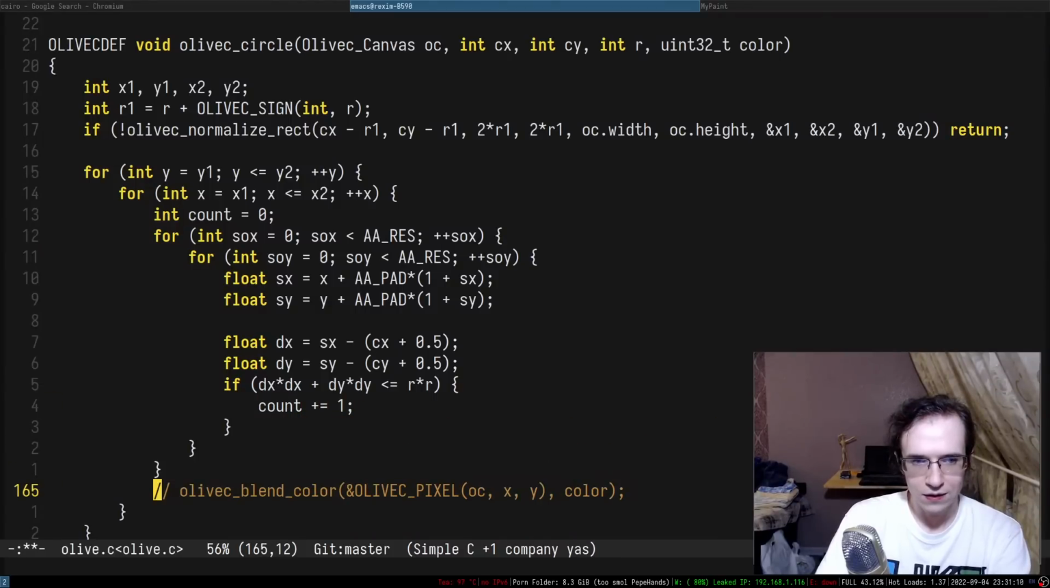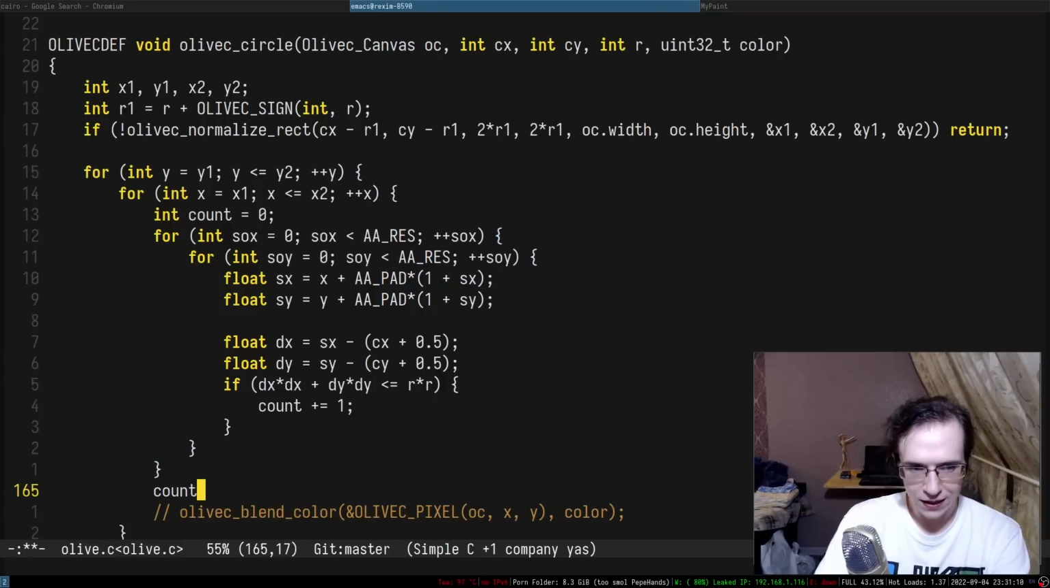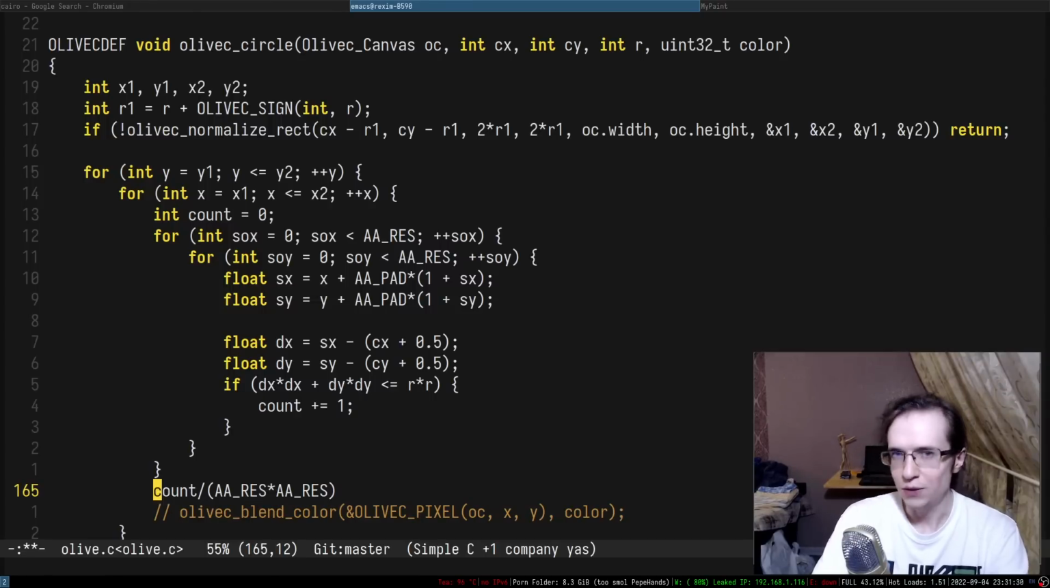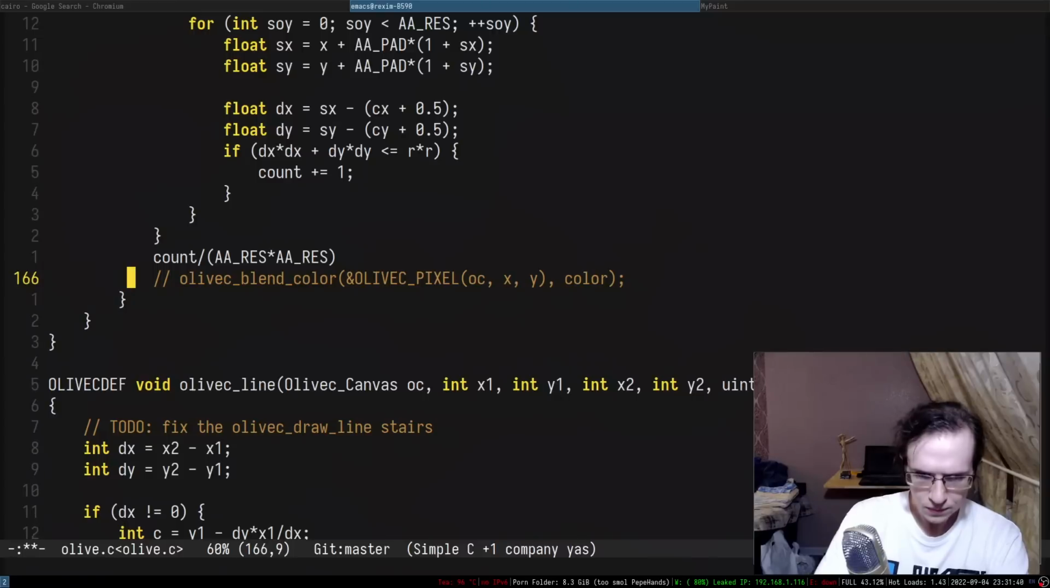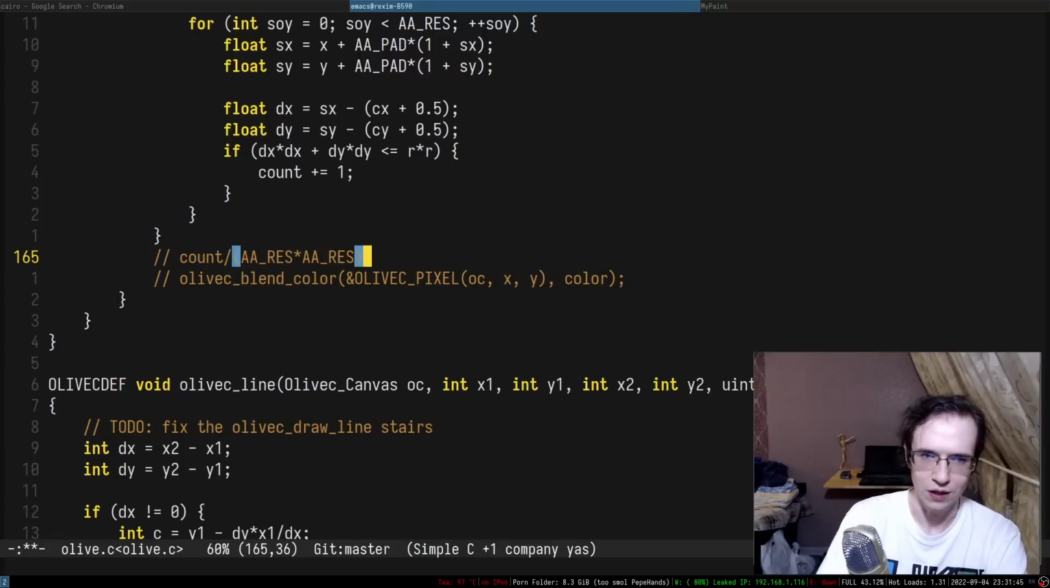That's it. And then after this, we can take the count and divide it by AA resolution multiplied by AA resolution, right? So the amount of subpixels is basically resolution squared. And then we can take a percentage of how many of the pixels actually fall into the circle, the percentage of them in the single pixel. And we can use this percentage as the alpha for the color. Does that make sense? I think that's actually pretty cool. So maybe we should be able to take the alpha out of here, but we'll have to do that at some point.